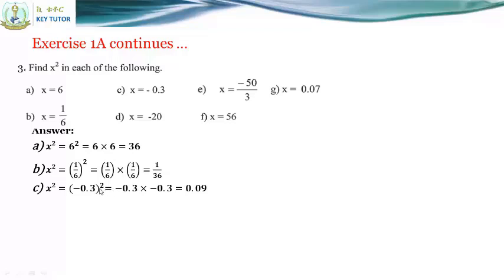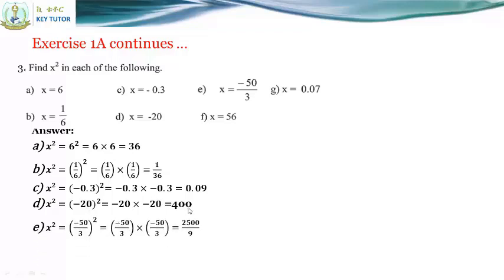0.3 squared, you can write as negative 3 over 10 times negative 3 over 10, which is 9 over 100, but this time positive. So 9 over 100 is 0.09. Okay, you can also multiply it as it is now. Negative 20 squared, as in the previous, is positive 100.